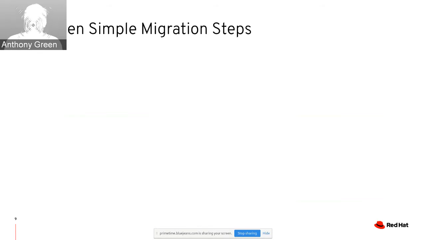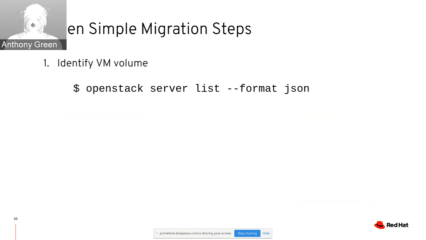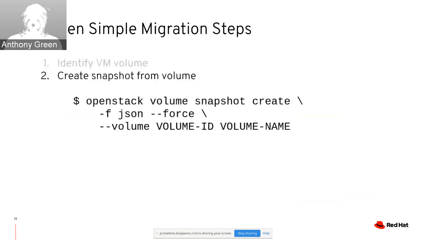But when you think about the 7 simple steps to migrate your workloads, the first thing you need to do is identify the OpenStack volumes associated with the VMs. And so my script simply runs the OpenStack server list to get the list of servers, which also identifies attached volumes. I spit it out in a JSON format to make it easier to parse in the tool. And then once I've identified the volume, you create a snapshot of that volume.